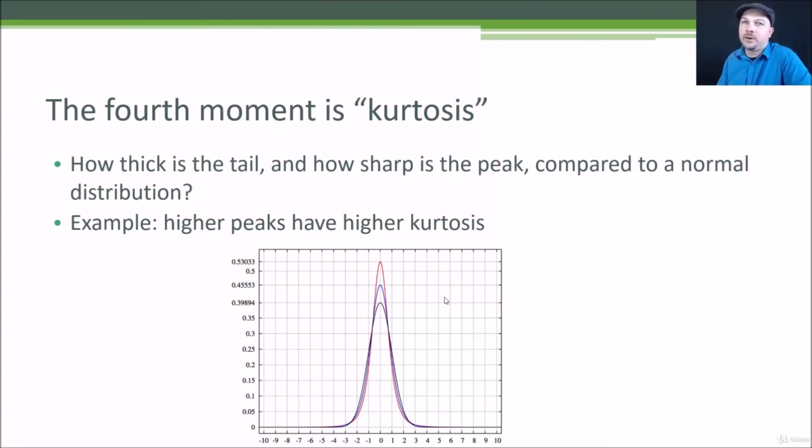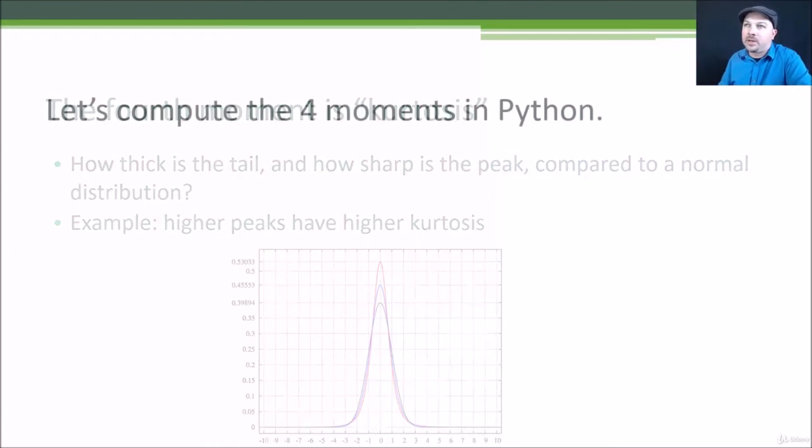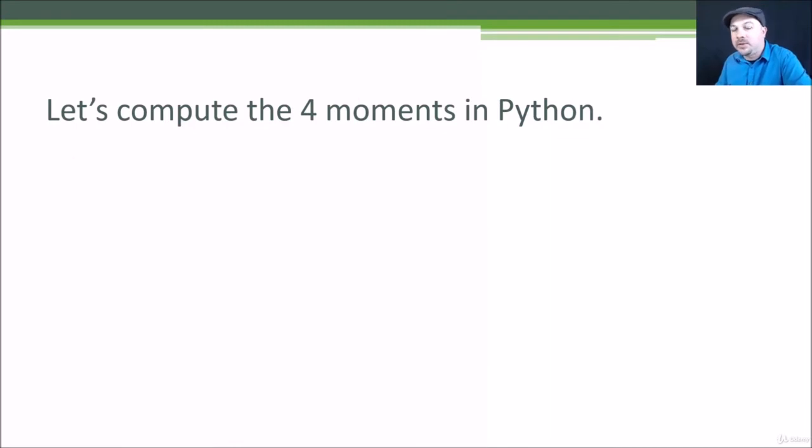So again, to review: first moment mean, second moment variance, third moment skew, fourth moment kurtosis. You already know what mean and variance are. Skew is how lopsided the data is, how stretched out one of the tails might be, and kurtosis is how peaked, how squished together the data distribution is. So let's play around in Python and actually compute these moments and see how you do that.